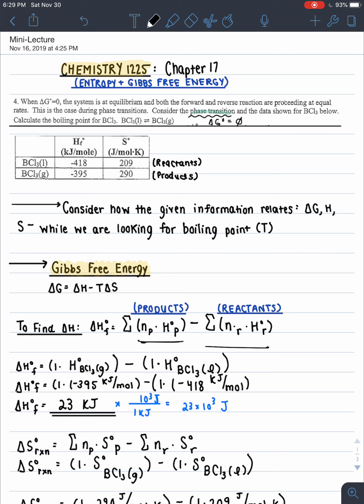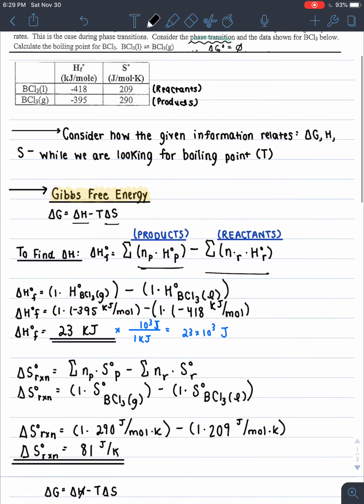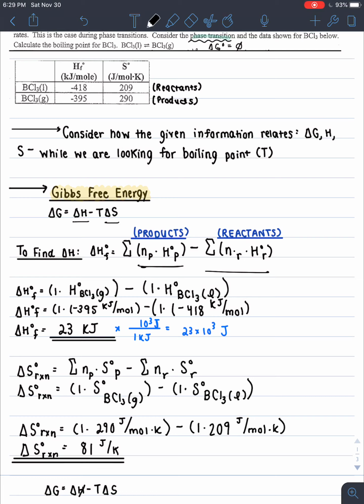We're not directly given delta H and delta S. We're given the heat of formation of both products and reactants. But luckily for us, we can apply another formula in order to find both delta H and delta S. To find delta H, it's equal to the sum of moles of products times enthalpy of products minus the sum of moles of reactants times enthalpy of reactants. From here it's basically plug and chug.